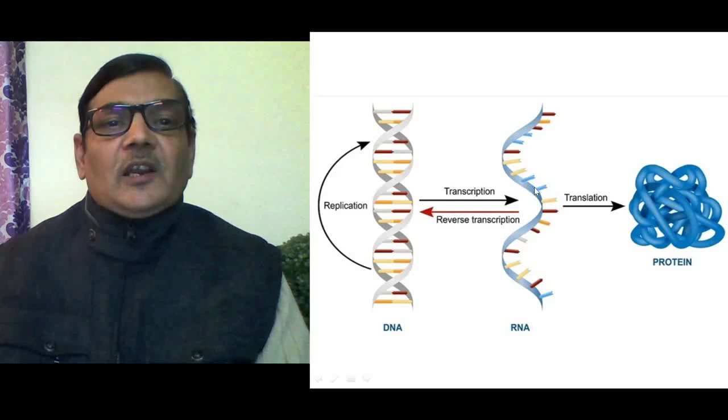Now messenger RNA may undergo the translation process, that is the protein synthesis process, and by that process a specific protein is synthesized. So the flow of information from DNA to RNA and then to protein is known as the central dogma of molecular biology. Now some of the RNA molecules may undergo reverse transcription to synthesize a segment of DNA.